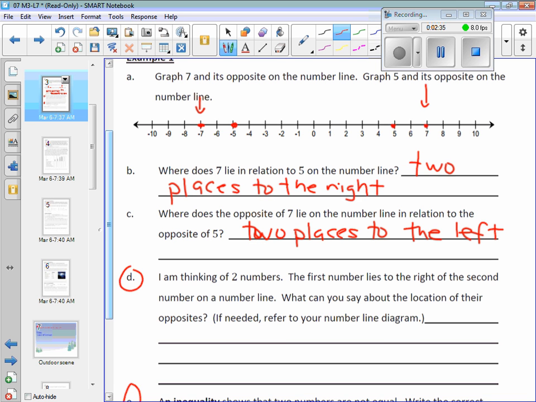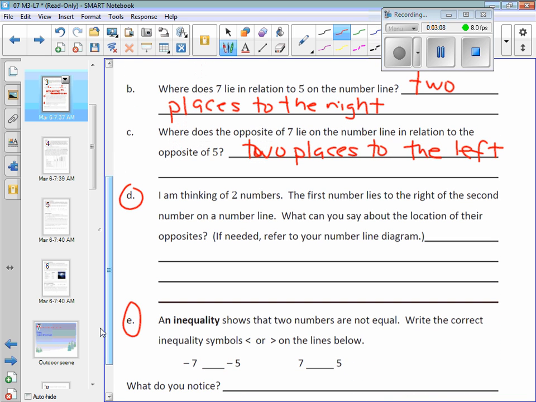Next question. Let's just say I'm thinking of 2 numbers. Not going to tell you what 2 numbers they are, but I would tell you that the first number lies to the right of the second number. What has to then be true about the opposites? Danny. Oh, wait, can I say the opposite?